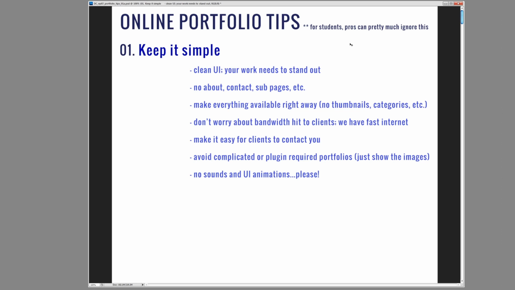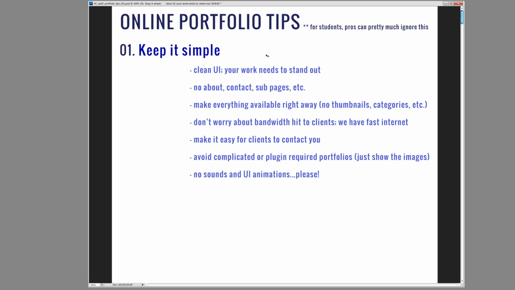And lastly, for this category, please don't put sounds and UI animations into your website, because that's the worst. I'm sure this is not just for portfolios, but you go to a website and music starts blasting, and a lot of us are listening to our headphones while we work, and all of a sudden this crazy sound comes out of your portfolio. It's very annoying. Or the other one is the animation of menus, for example. You try to get to the gallery, but the gallery has to take like a 3-second animation for it to form itself.